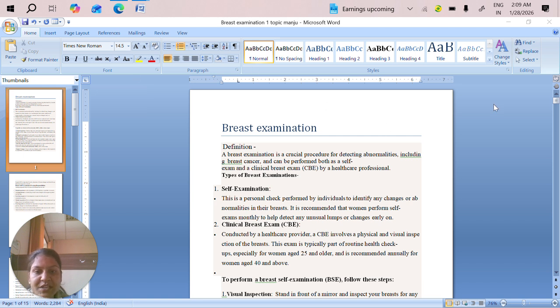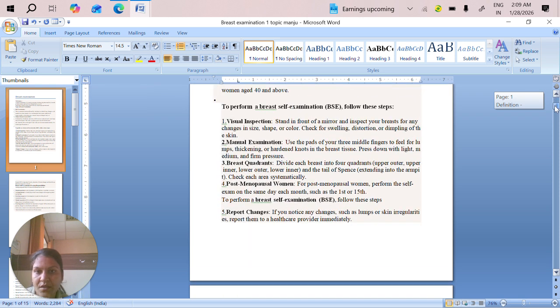To perform a breast examination, follow these steps. First, visual inspection. Stand in front of a mirror and inspect your breasts for any change in size, shape, or color. Check for swelling, distortion, or dimpling of the skin.